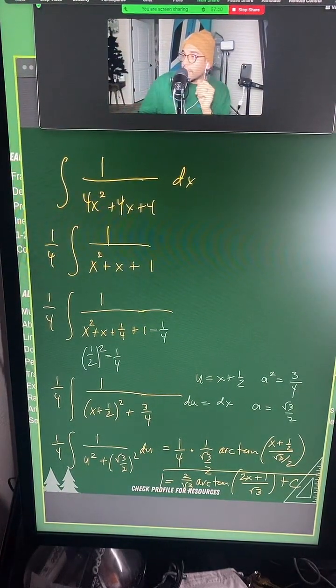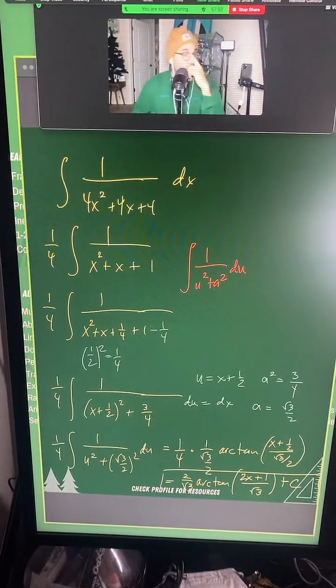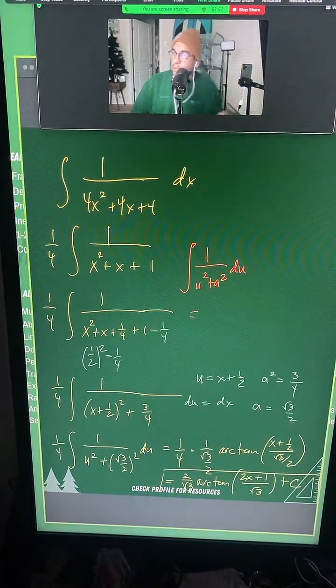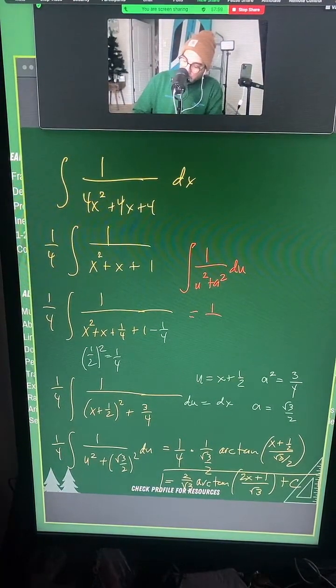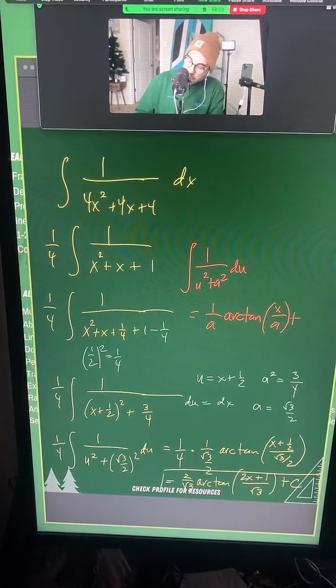Yes, Louise, I will write down the formula for arctangent. I would do it right here. So if you have an integral of 1 over u squared plus a squared du, this is equal to 1 over a arctan of u over a plus c.